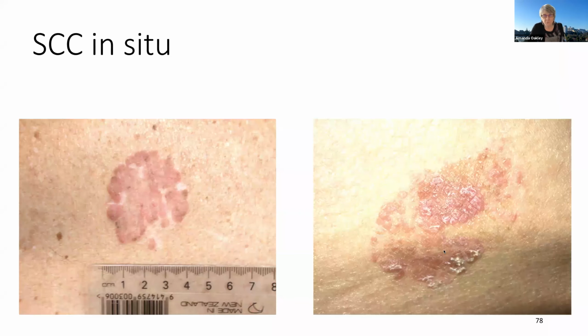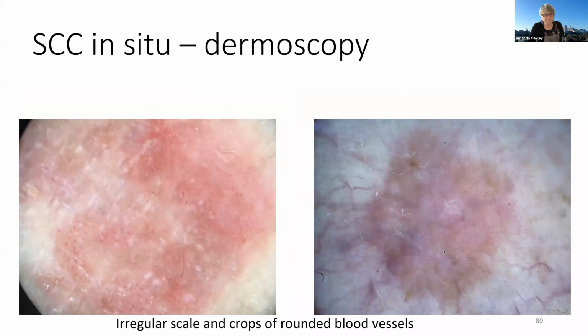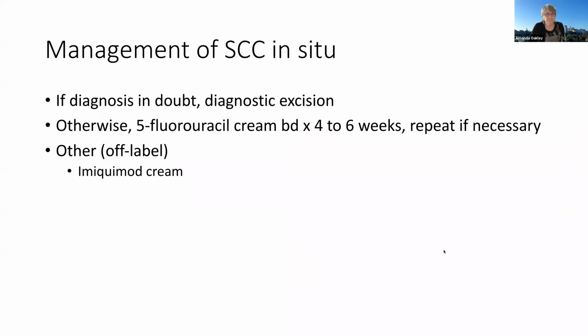The dermoscopy is quite characteristic. Here is SCC in situ. The dermoscopy shows crops of rounded blood vessels, and we see them in association with a growing red scaly plaque that's irregular. So sometimes we have to excise these or take a biopsy.